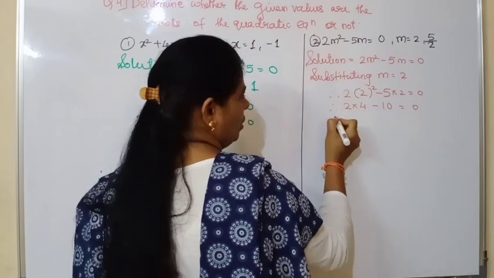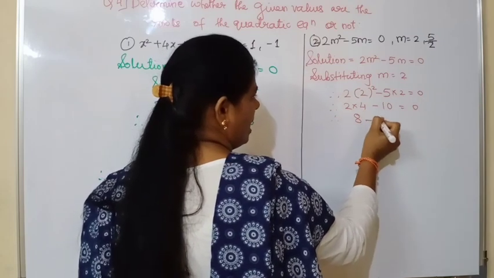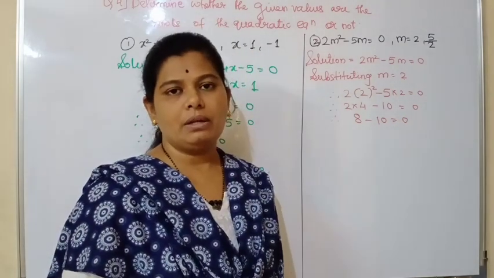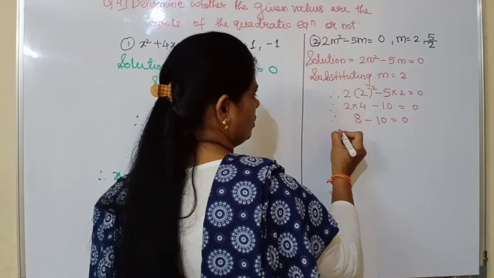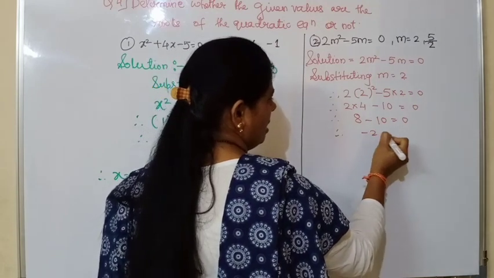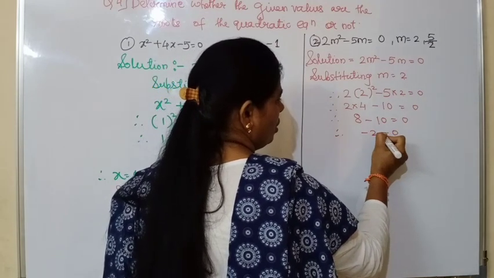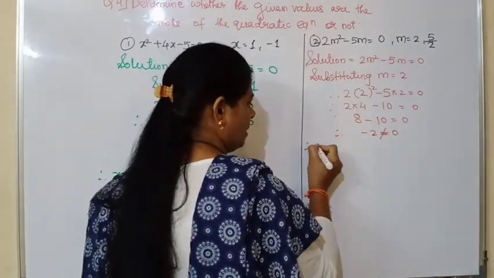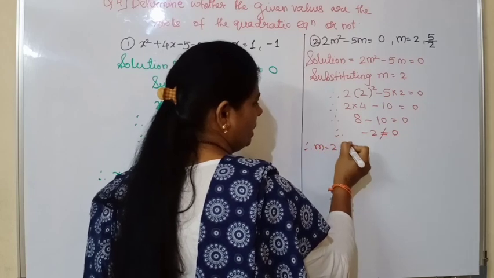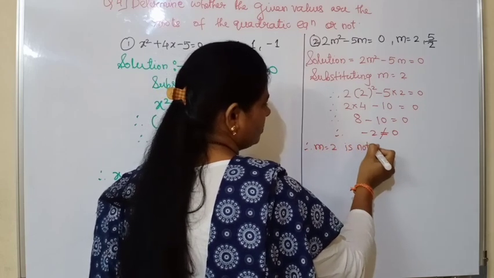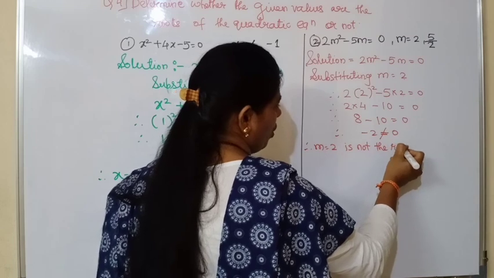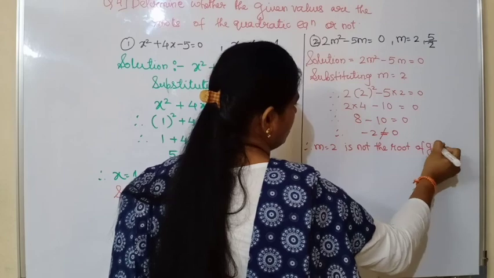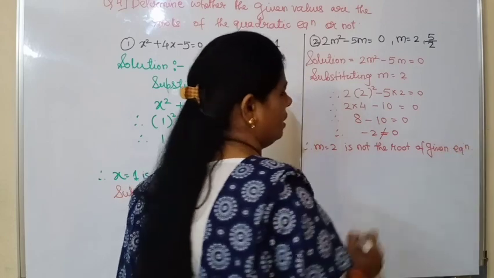Now 2 4s are 8, minus 10 equal to 0. Now what is the value of 8 minus 10? It is minus 2. So minus 2 is not equal to 0, and therefore we can say that m equal to 2 is not the root of the given equation.